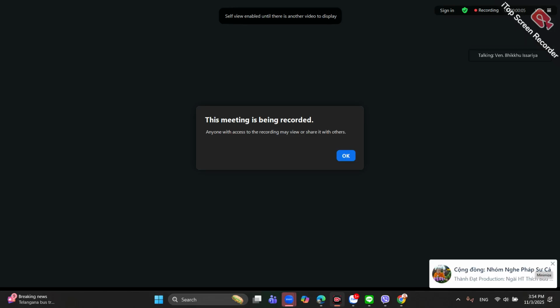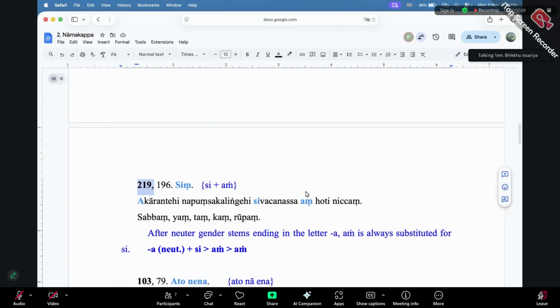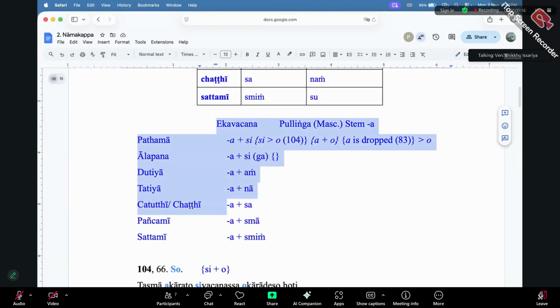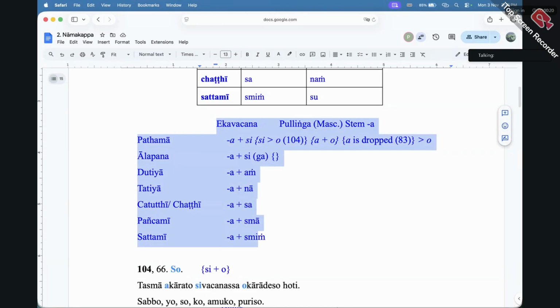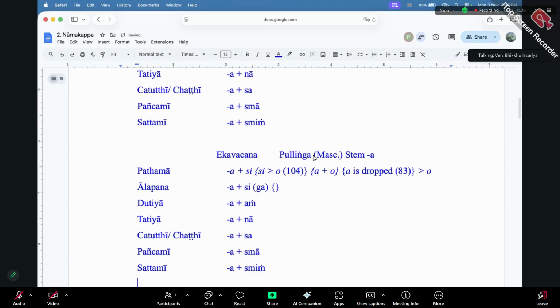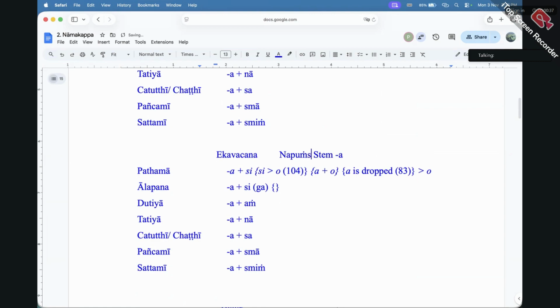As well as the other sutta, 219, we have already for the new agenda. Okay, so now to understand, so now Nabonsaka Linga. So Nabonsaka Linga stem A. So new agenda, at the time, C is changed to the, but so the number 219.